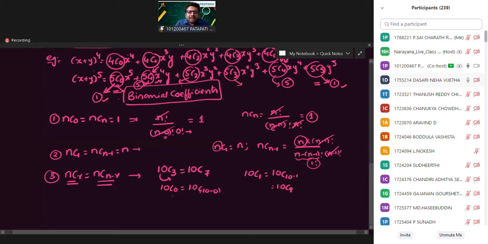Among 5C2 and 5C3, which is easy to calculate by the shortcut? 5C2. I won't be writing 5 factorial by everything, that's a waste of time. How do I do 5C2? Starting with 5 into 4 by 2 factorial. 2 factorial is 2, so 10 is the answer. So if 5C2 is 10, 5C3 is also 10. nCr is equal to nC(n minus r).